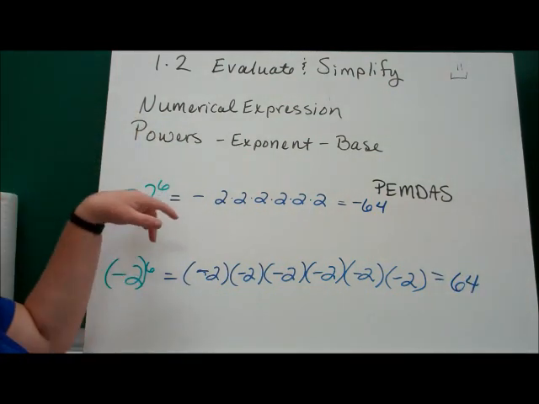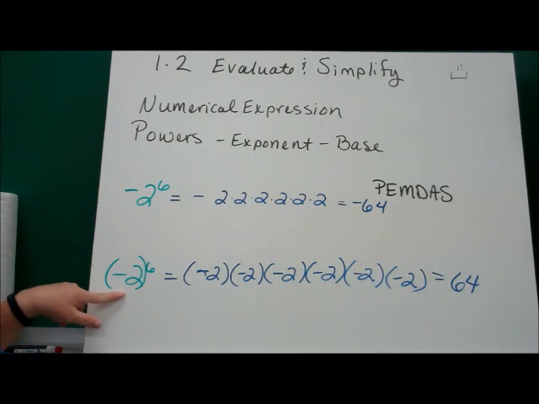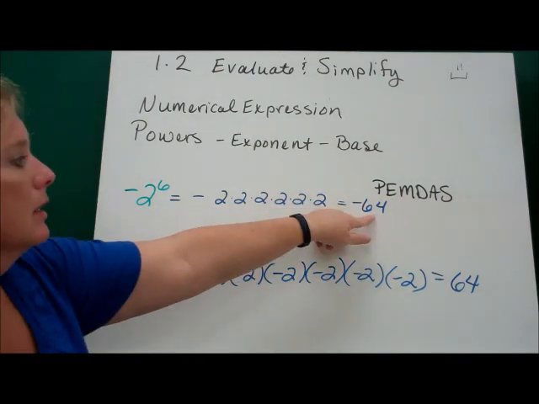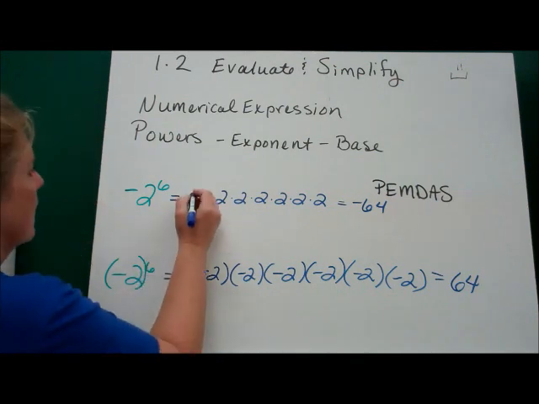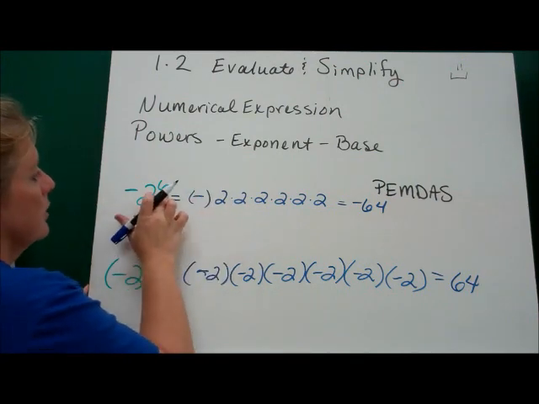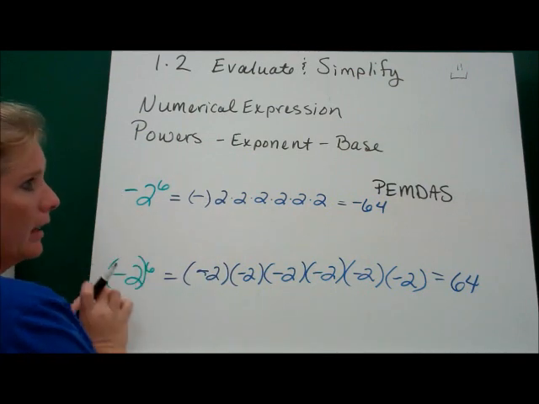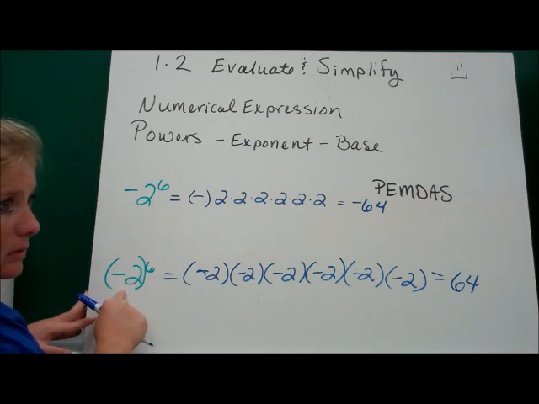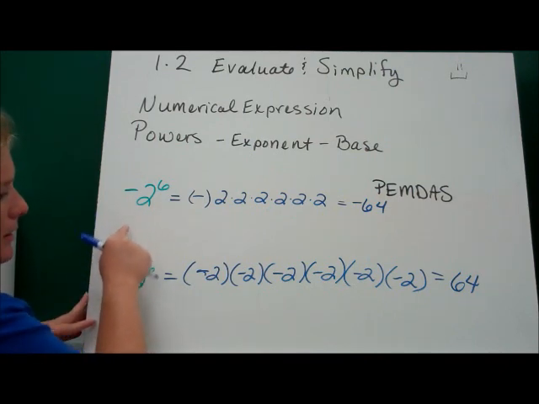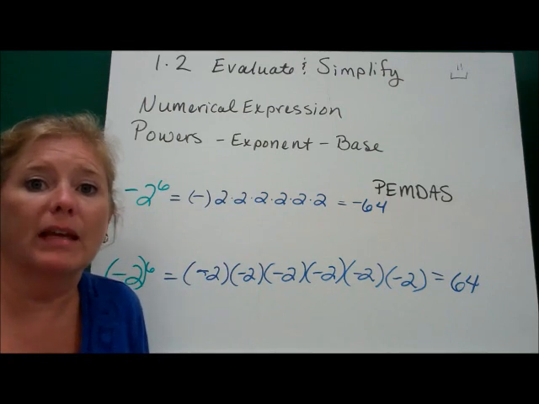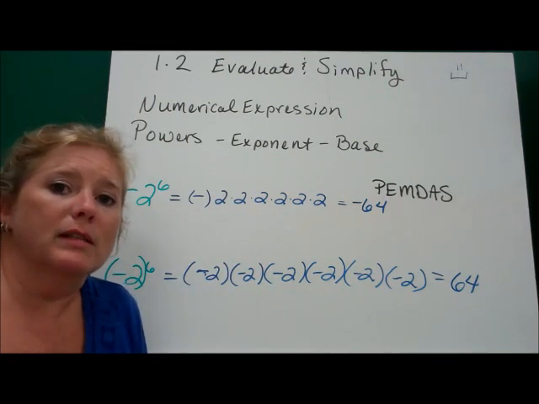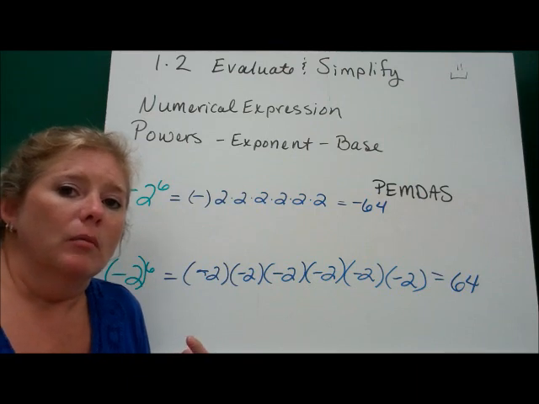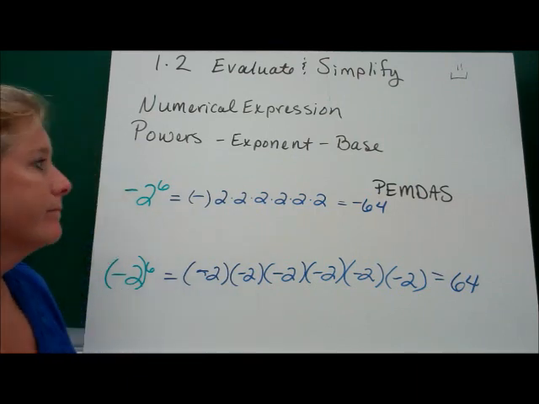If you were given this problem, the negative 2 in parentheses to the 6th power, and you did not use the parentheses in the calculator, you would get this answer, because the calculator will do 2 to the 6th, and then the negative of that. Here, it's going to take negative 2 times itself 6 times. Okay, so there's the difference there. This is a big error I often see people making. Okay, so I'm doing this example now to kind of prevent you from making that mistake.